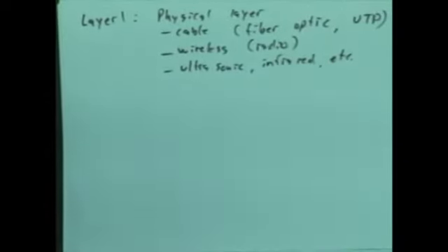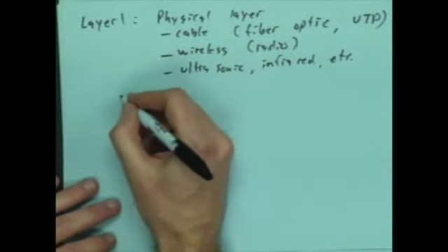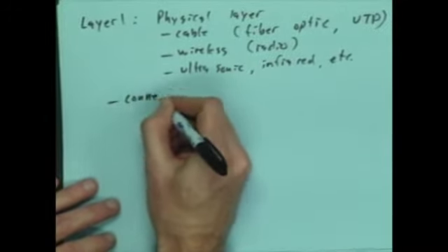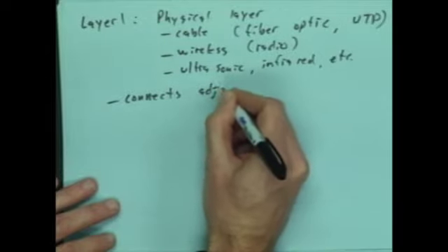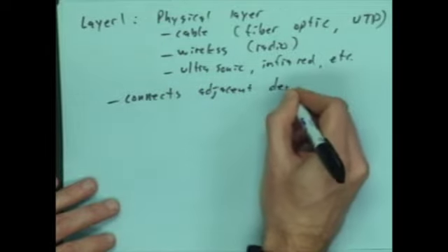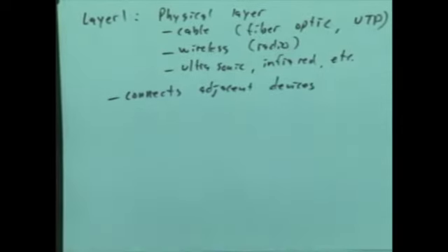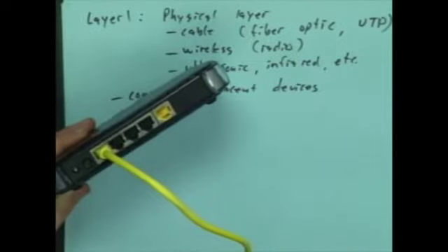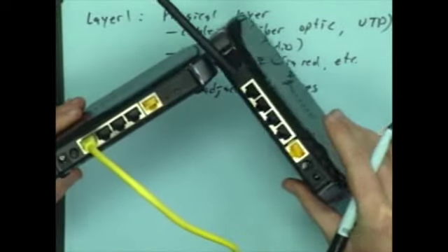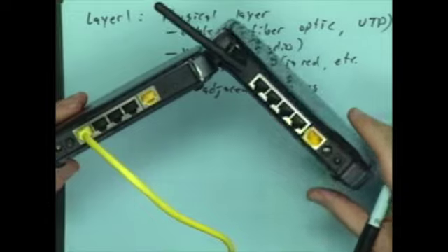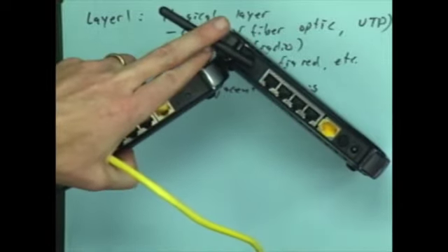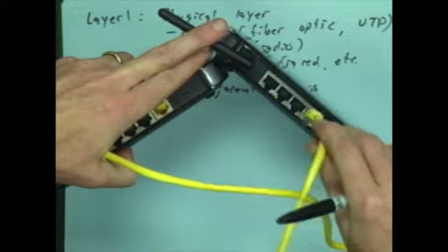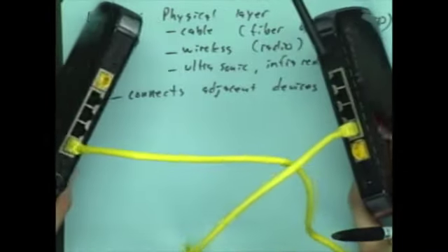So layer 1 is the physical layer. This connects adjacent devices. But these form the whole network, right? The physical layer connects everything together. So if I'm going to connect here, we already did this, right? Over to this other device. Physical layer connects the devices together.